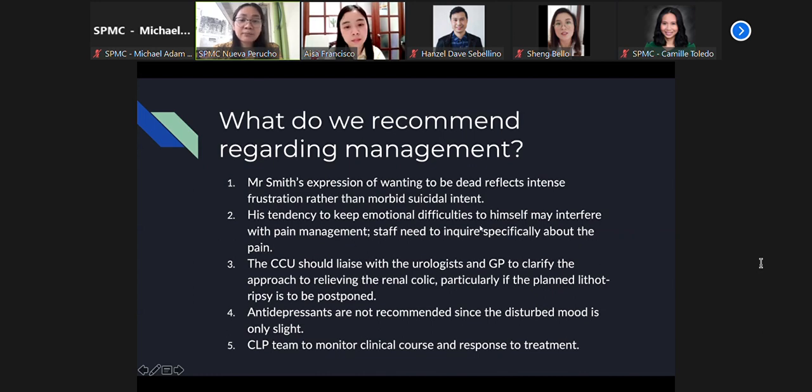For example, adequate pain management, and the psychiatrist here also mentioned that the other specialists will meet to really plan the pain control of this patient, and stated clearly that due to the findings, the antidepressants are not recommended at this time.